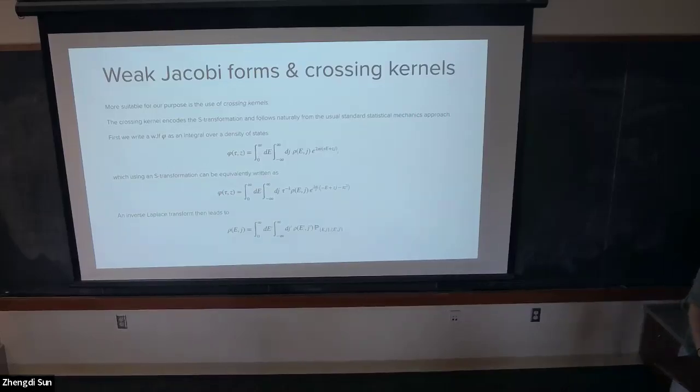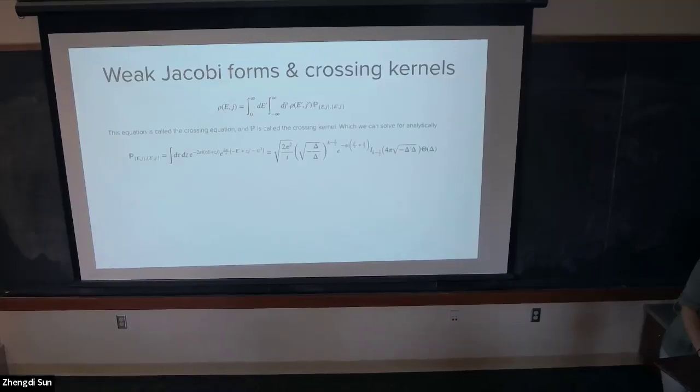But once we do an inverse Laplace transform, we arrive at the following equation called the crossing equation. And it relates the density of states at some energy and charge to an integral over the full density of states multiplied by this thing that we will call P. And this equation is called the crossing equation because it relates different energies and different charges to one another. And this object called P is the crossing kernel.